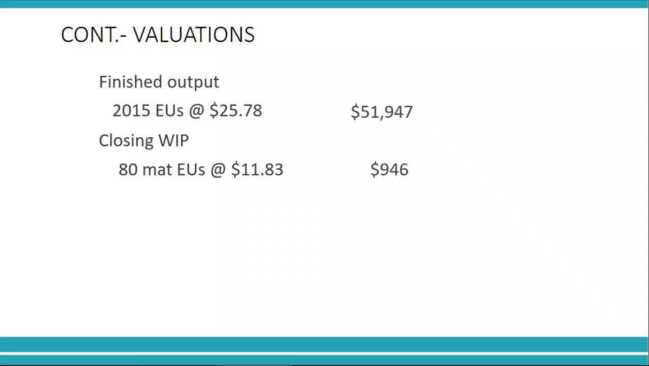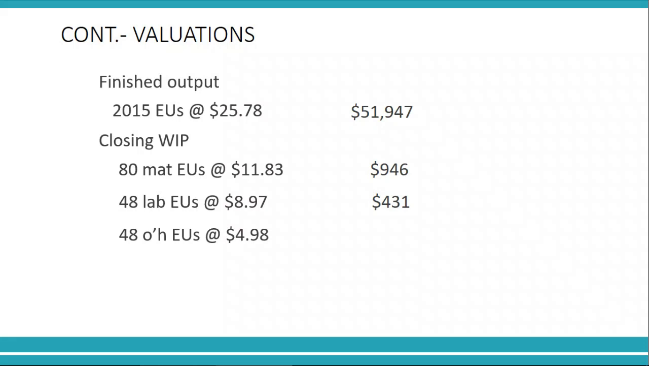You multiply it. For labor and overheads, you were 60% completed. So 80 units multiplied by 60%, there were 48 equivalent units for labor, each valuing 8.97. So this is your labor cost for closing work in process. And for overhead, again there were 48 units, and the overhead cost in one equivalent unit is 4.98. So it gives you 239. Here you calculate your value of closing work in process as 1616, and then you go and complete your abnormal gain.